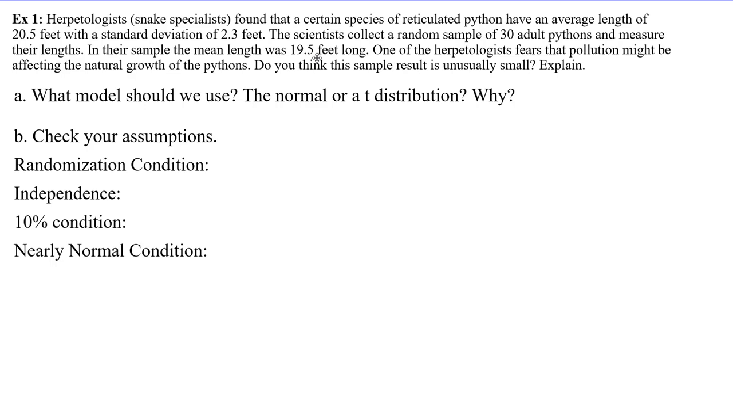So what model should we use? We're using a normal model or a t-distribution. Now, typically we're talking about mean, so we would think t-distribution, but this one is special. Why is this case special? It's a very rare case because we know the population parameters. We almost never know the true population parameters, and we're trying to estimate those. But in this case, they believe they know the true population parameters, which just came from a different sample.